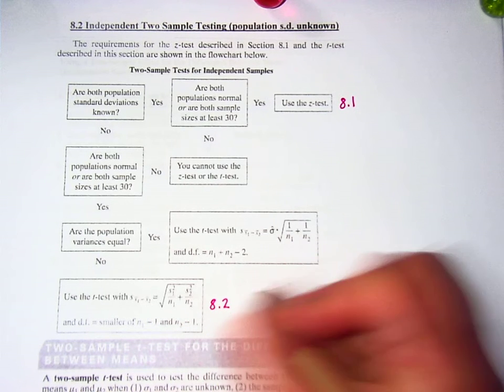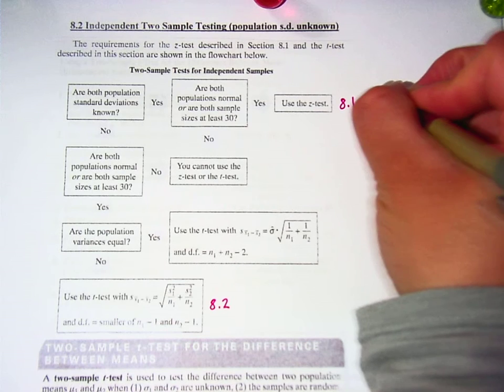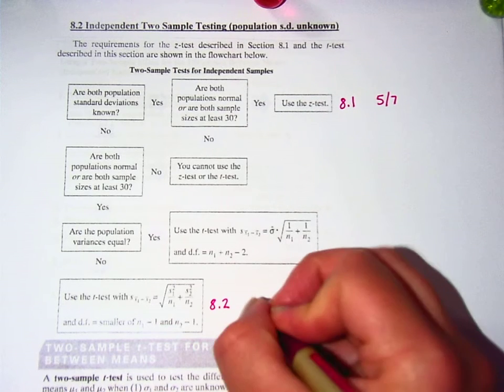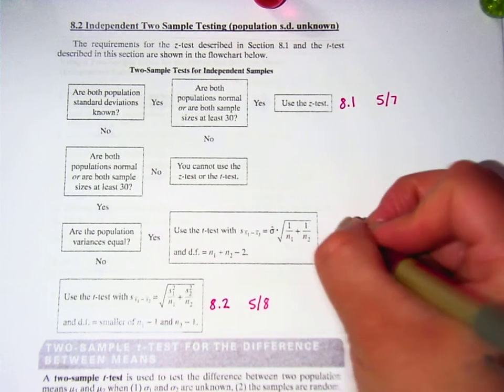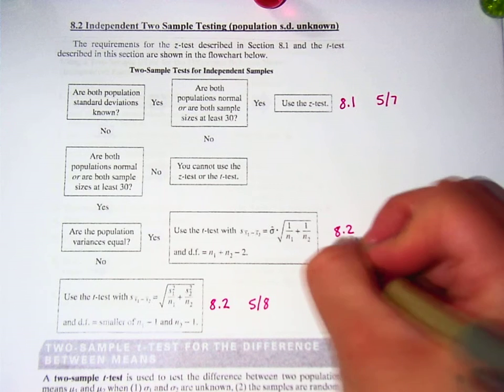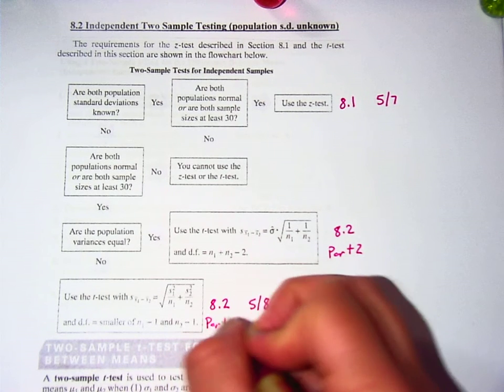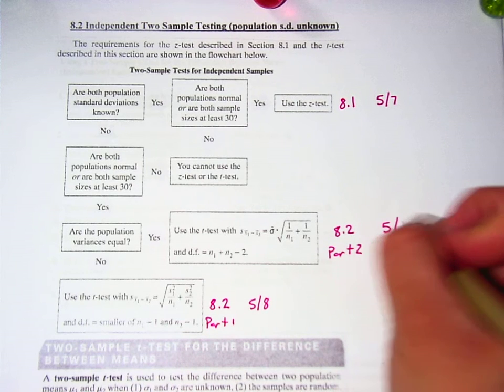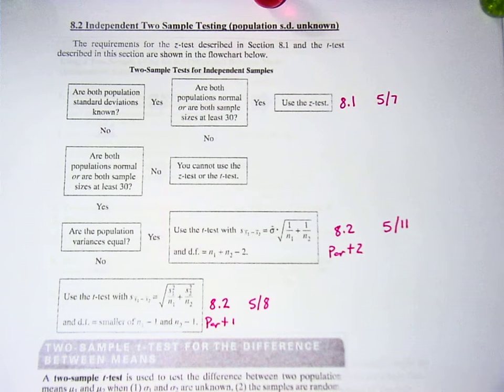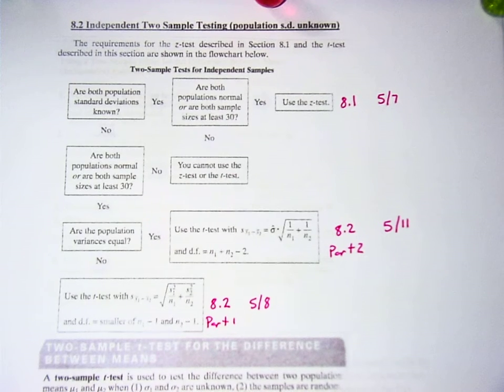This is 8.2. Let's see, yesterday was 5.7. Today is 5.8. And here's 8.2 part 2. And this will be 5.11. Almost done. Just got to finish up this chapter, and then we're all finished with everything that's on the AP test. So we're very close.